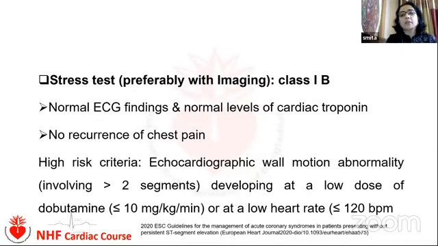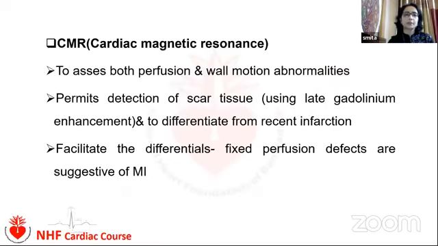Stress tests, preferably with imaging, are recommended in patients who have a normal ECG and normal levels of cardiac troponin with no recurrence of chest pain. High risk criteria include echocardiographic wall motion abnormality involving more than 2 segments at a low dose of dobutamine; they are categorized as high risk patients.